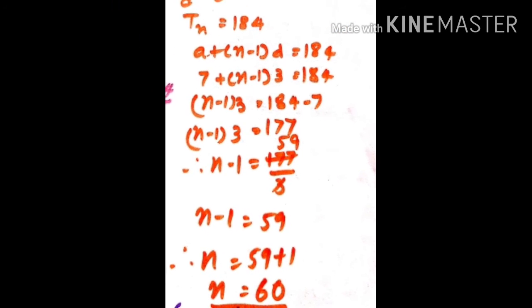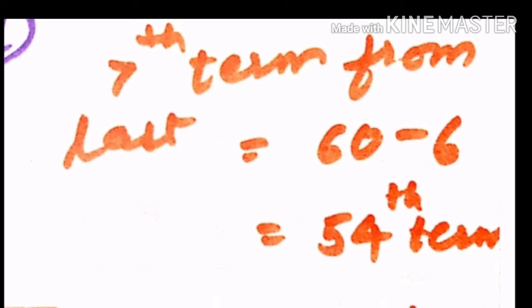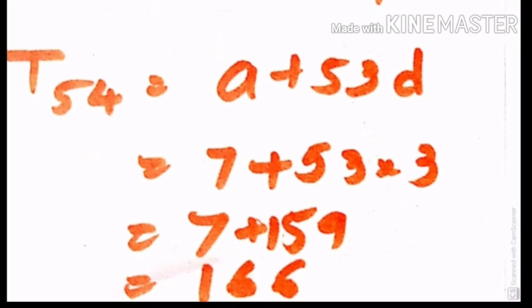So in the next step we are finding the 7th term from last. So students, for that we have to subtract 6 from the total number of terms. Total number of terms are 60 and we are subtracting 6 from it, so that we get the 7th term from the end. And our 7th term from the end will be the 54th term. Why? Because 60 minus 6 is 54. So now we will find our 54th term.